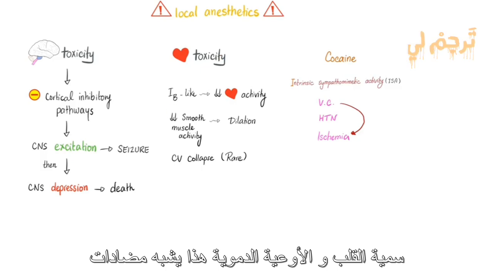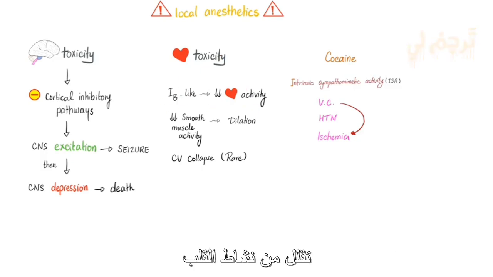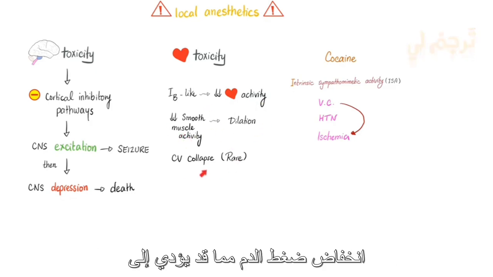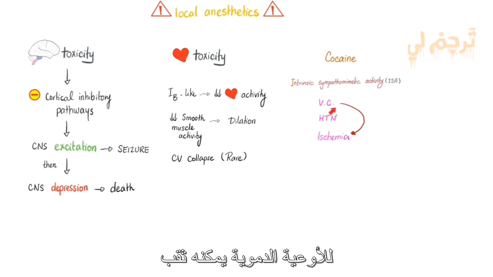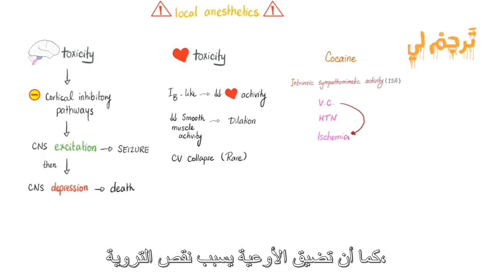Cardiovascular toxicity. This is like the antiarrhythmics class 1B. So they decrease cardiac activity. They also decrease smooth muscle activity. This can lead to vasodilation, which can lead to hypotension, which can lead to cardiovascular collapse. Don't forget, cocaine has intrinsic sympathomimetic activity. It's a strong vasoconstrictor. It can perforate your nasal septum. A vasoconstrictor will increase my TPR, increasing my blood pressure. Also, a vasoconstriction causes ischemia.